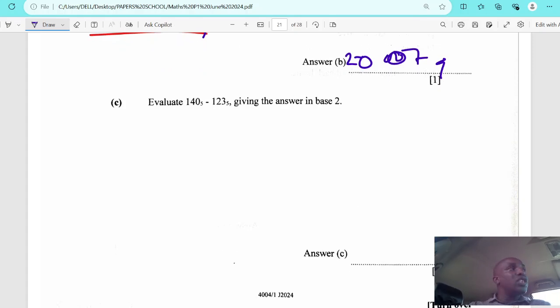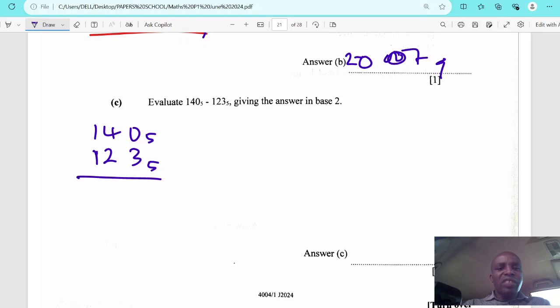Next, evaluate this one. Give your answer in base 2. So first thing, you work out in base 5. Then you convert to base 10. Then use division to convert to base 2. Done. Right. Let's do it now. 140 base 5 minus 123 base 5. Subtract.